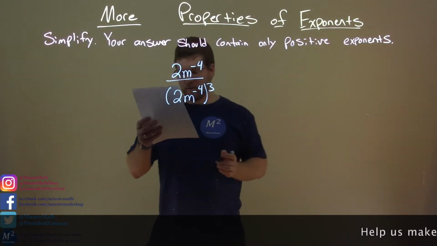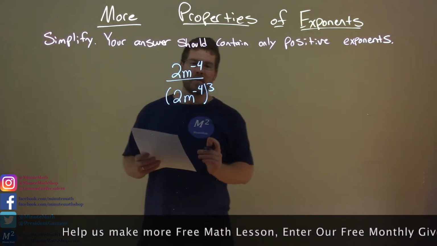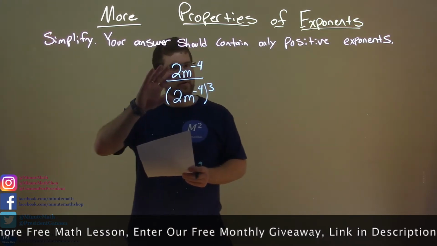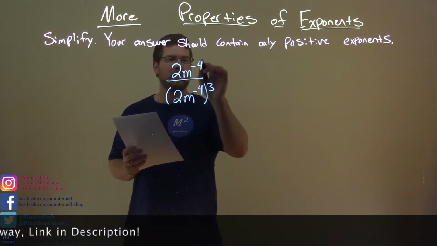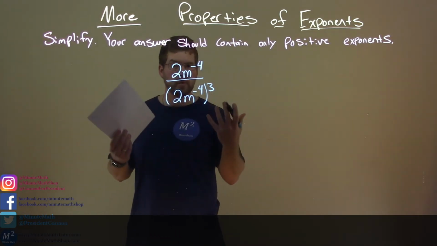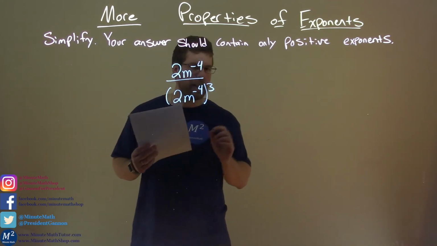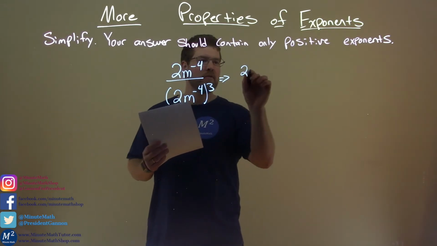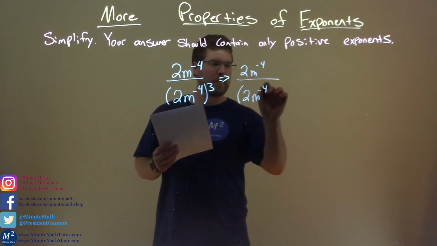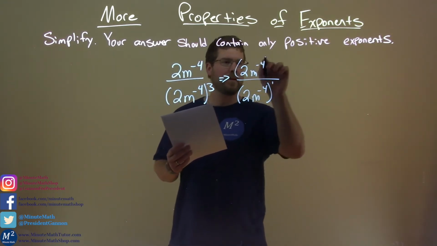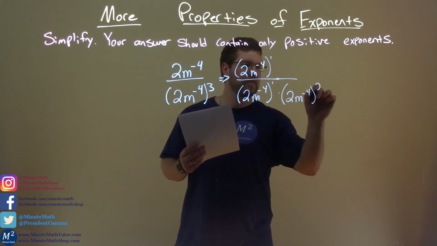2m to the negative 4th power over 2m to the negative 4th power, all to the 3rd power. So this one's actually kind of tricky, and we're going to do some smart finagling here. See this. Think of 2m to the negative 4th power as one whole unit. It's the same thing written down here in the denominator, except there's 3 of them. Okay, so watch this. This is the same thing as 2m to the negative 4th power over 2m to the negative 4th power to the 1st power, right? One of them, that's what we have up here, times 2m to the negative 4th power squared.